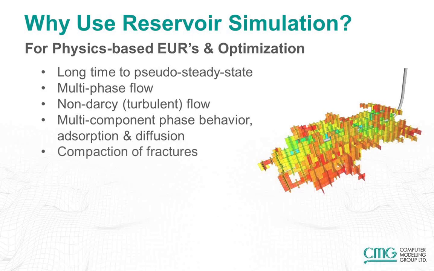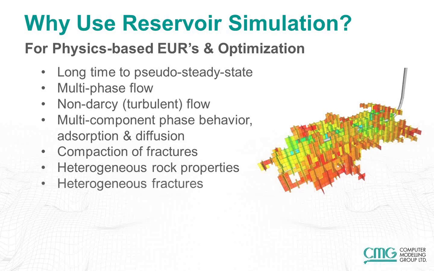In some instances, we may also have compaction of fractures, where the fractures may be closing over time as pressure drops or stresses change. And the reservoir, we know, is not homogeneous. Throughout the reservoir, we have changing properties such as varying porosity and permeability. Even from one end of a well to another, we can see very large changes in these properties. Due to this, the fractures are also going to be quite different. In one area, we may have long fractures, whereas in another area, we may have much shorter fractures.